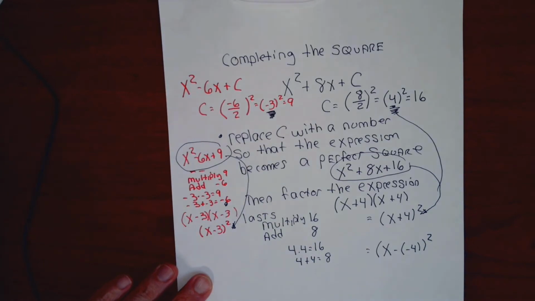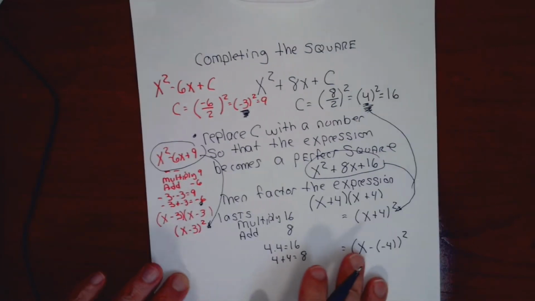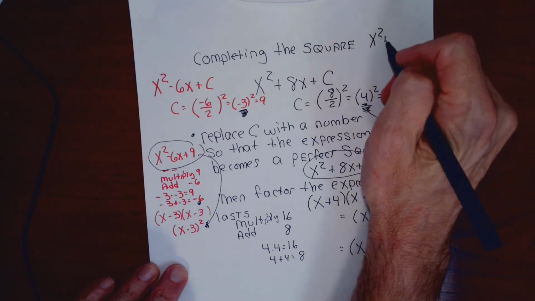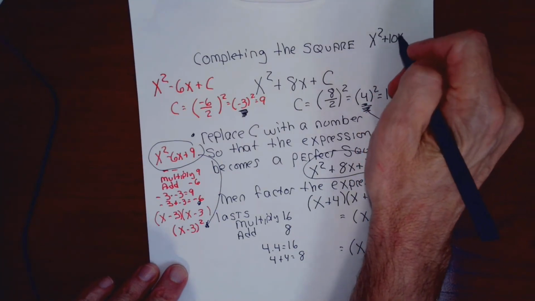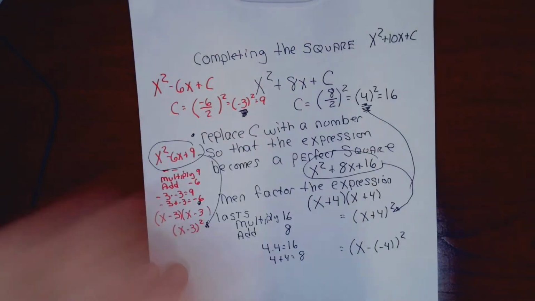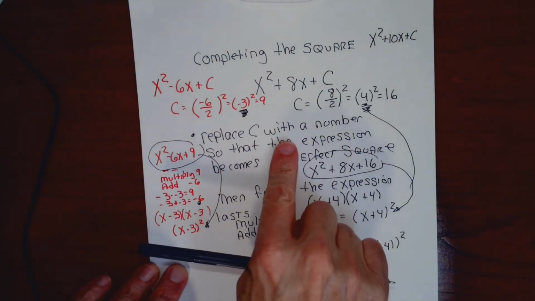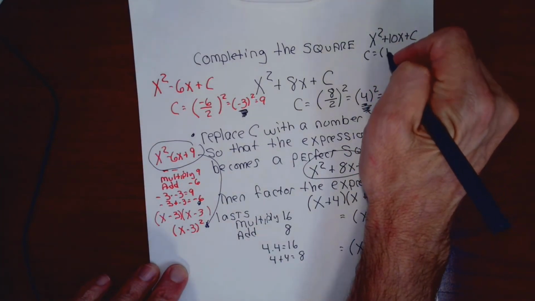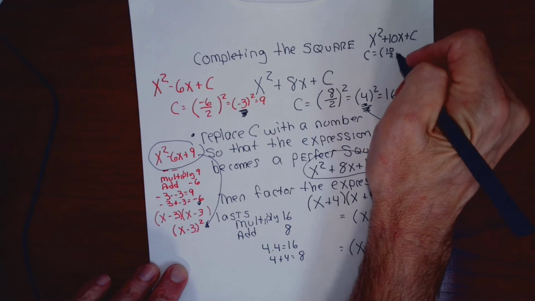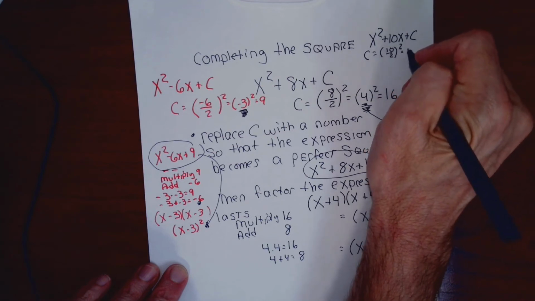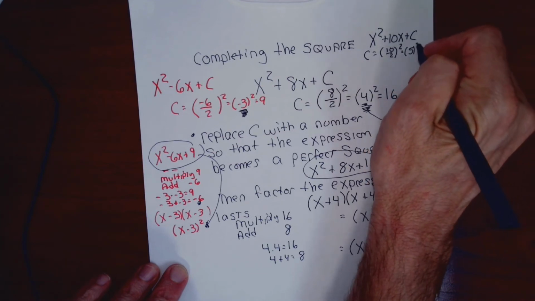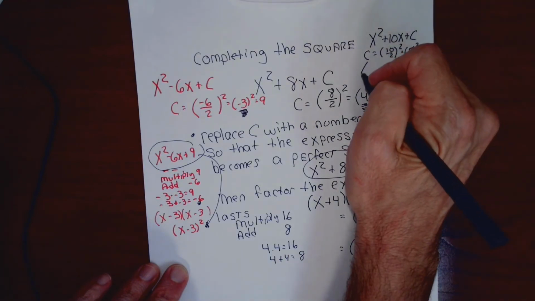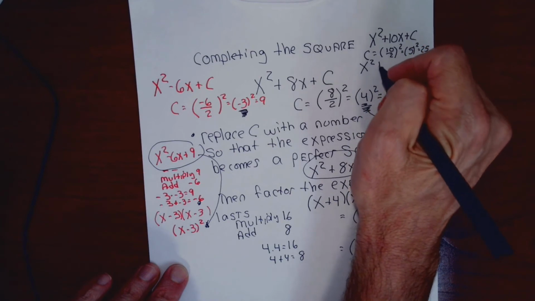I usually lazy factor. Let me do one or more of these lazy factoring. If I gave you x squared plus 10x plus c and asked you to do the same thing, replace c with a number and then factor it. C is going to be 10 divided by 2 quantity squared, which is going to be 5 squared, which is going to be 25. The number that I'm going to replace with C is 25.